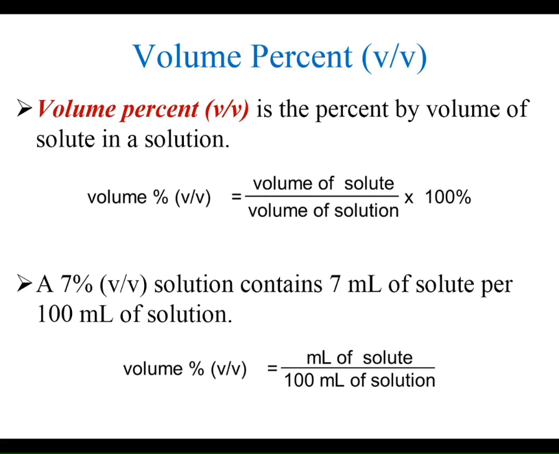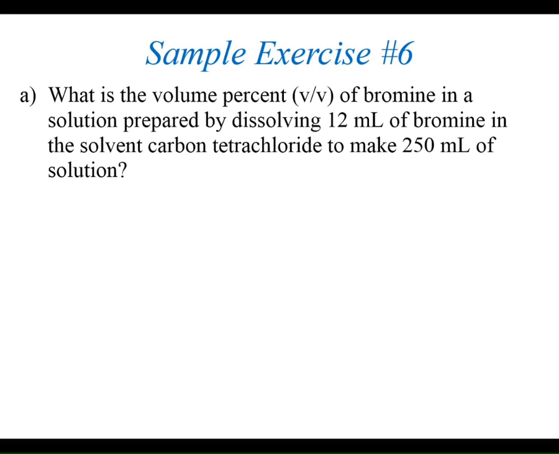Okay, let's try one. What's the volume percent of bromine in a solution prepared by dissolving 12 milliliters of bromine in the solvent carbon tetrachloride to make 250 milliliters of solution? So read that carefully and figure that out. The solute over the solution times 100. The solute over the whole thing times 100.